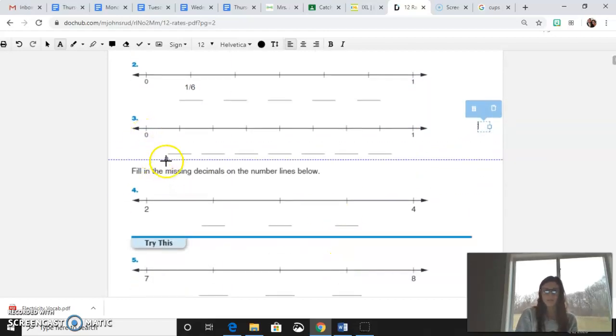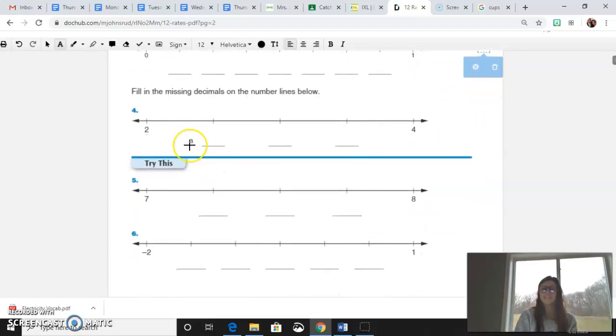For number 3, same thing. 1, 2, 3, 4, 5, 6, 7, 8. So you're going to have eighths here. For this one, fill in the missing decimals. Well, this one's going to get a little bit trickier. So if I have 2 here and I have 4 here, I know that in between 2 and 4 is 3. Now, as a decimal, in between 2 and 3, I know is a half. But as a decimal, it's 2.5. So this one, from 3 to 4, would be 3.5.